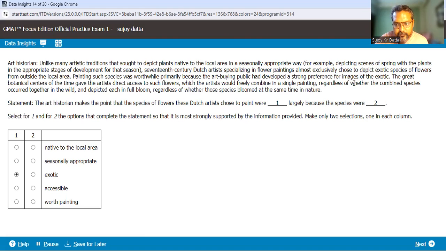They had a strong preference for images of the exotic. Okay. Accessible.